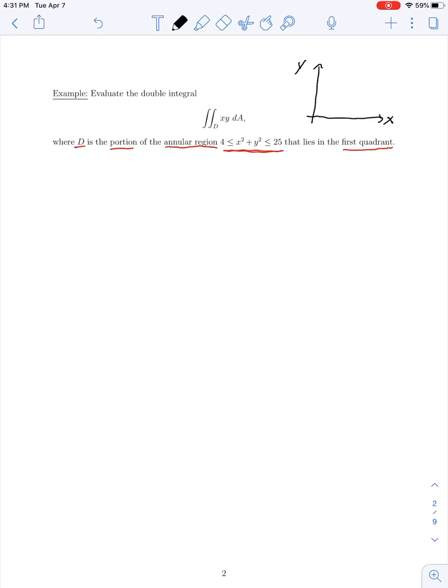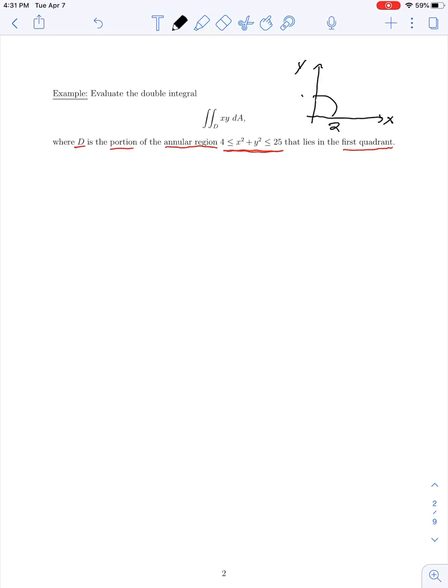And it's the portion of the annular region where x squared plus y squared lies between 4 and 25. So one edge of this region would be defined by the equation x squared plus y squared equals 4, which would be a circle centered at the origin of radius 2.